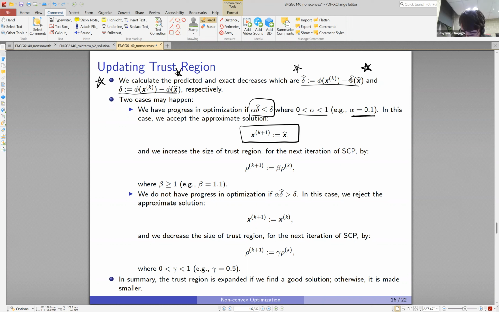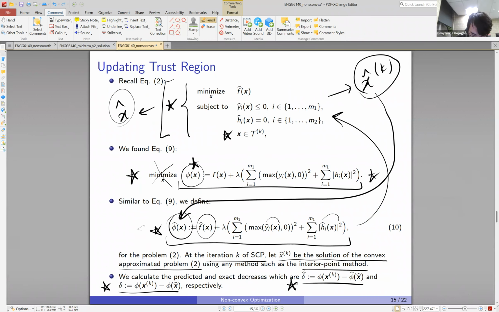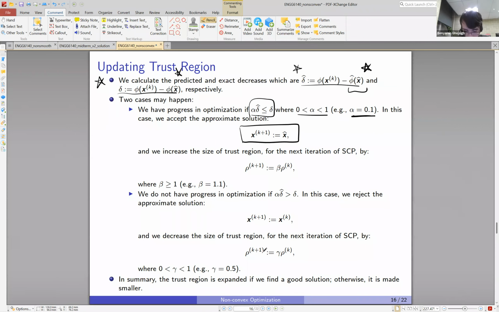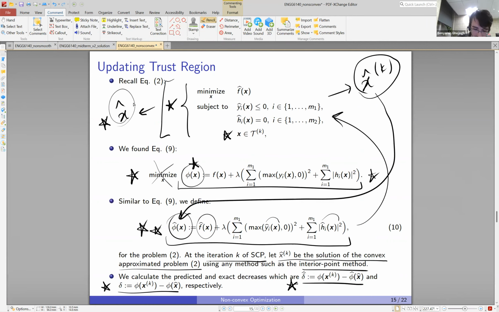Why? Because phi hat of x hat has more approximation level than phi of x hat. Do you know why? Because x hat we know is the approximated solution, and phi hat is the approximated problem. So it's error into error: error of the solution into error of the approximated functions. This is phi hat of x hat. But phi of x hat has only one error, which is the approximated solution.